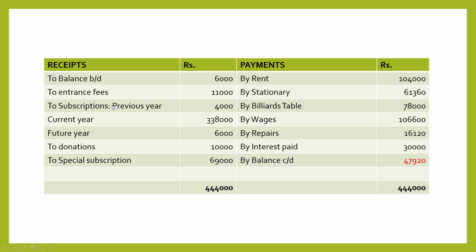So this is the solution for this. So balance brought down is 6,000. Entrance fees, subscription for the previous year, current year, future year are also written here. So the donations come to 10,000. Special subscription is 69,000, and then on the payment side, rent, stationery, billiards table purchased, wages, repair, interest paid. So after writing all the receipts and payments, the total of the sum is 4,44,000, and then the difference is 47,920. So that is the closing cash balance.